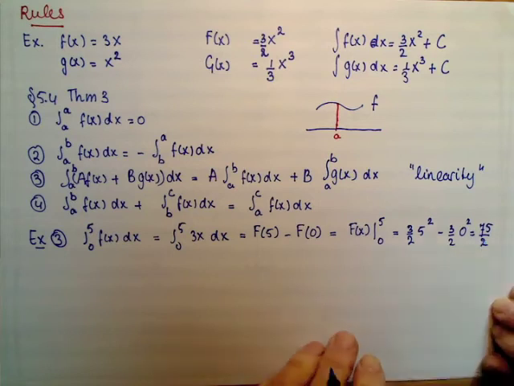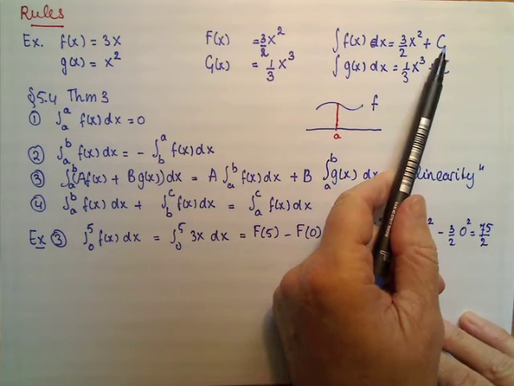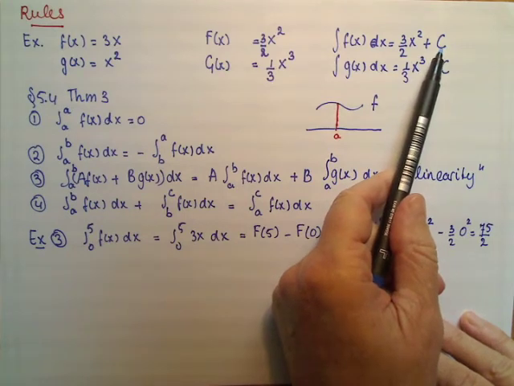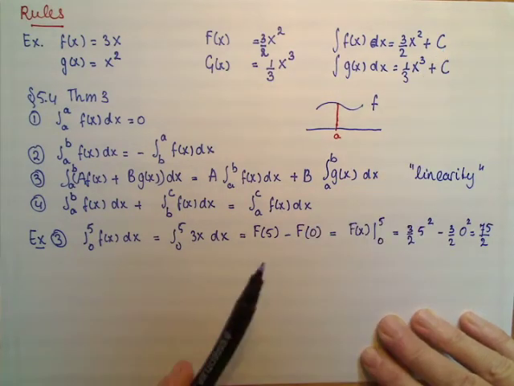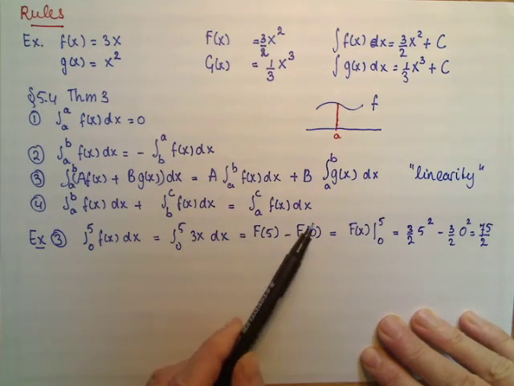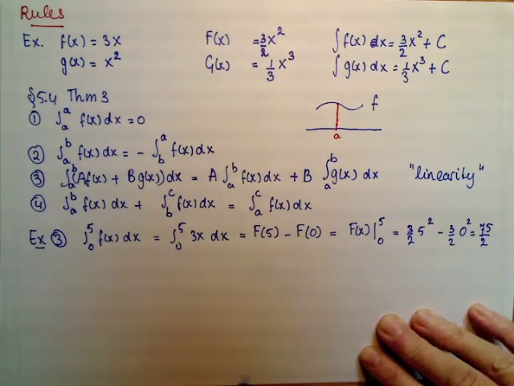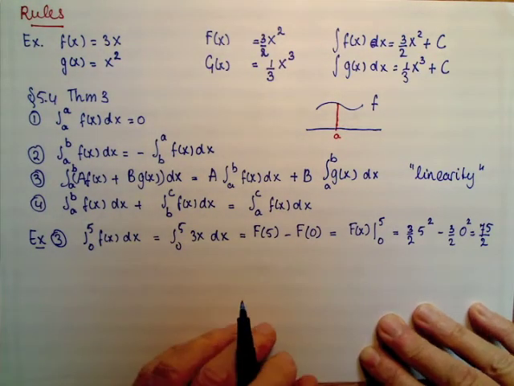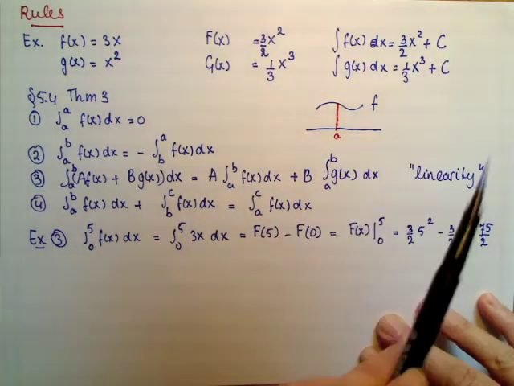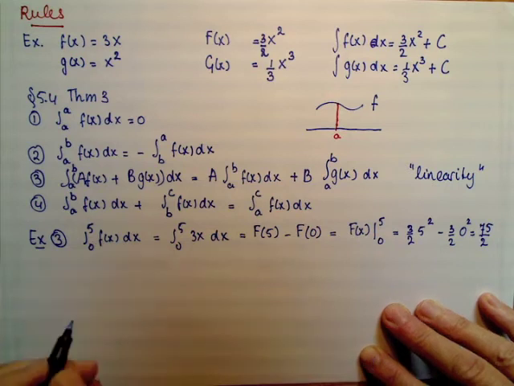Now, if we had chosen another primitive, for instance, if we had chosen the constant not equal to 0, but to 10, then of course this value would have been 10 larger, but this value as well, and so in this subtraction this would disappear. So the resulting expression is independent of the chosen constant c, and the easiest thing to do is of course to take it equal to 0.